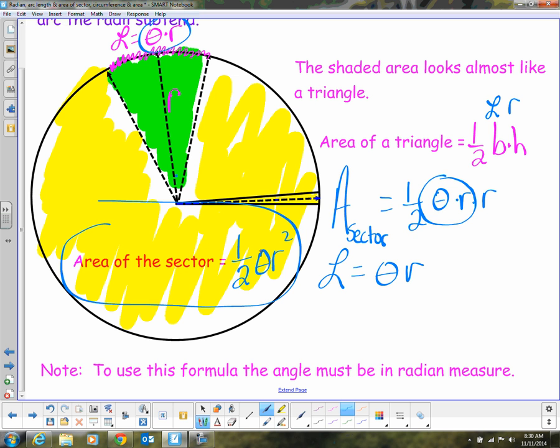Yes, Ethan? Should the theta and the r squared be, or do you only multiply it by theta? If I had a theta that was pi over 3 and my radius was 2, only the 2 is being squared. This would be because the arc length has an r and the radius, the height, has an r. So I would square this and then I would multiply it all together.